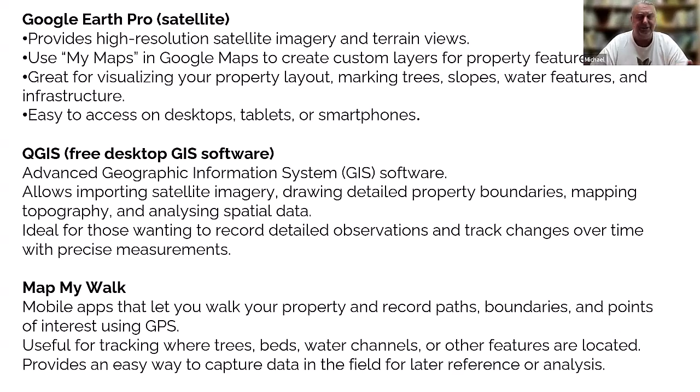And I'll show you briefly how you can do that. It's relatively high resolution satellite imagery and terrain view, so you can actually see where there's some hills and where there's trees and stuff marked out. You can use My Maps and Google Maps to create custom layers as well. Great for visualization for property layout, marking trees, slopes, water features, and infrastructure. Again, using polygons and lines and different shapes to be able to do that inside the program itself.